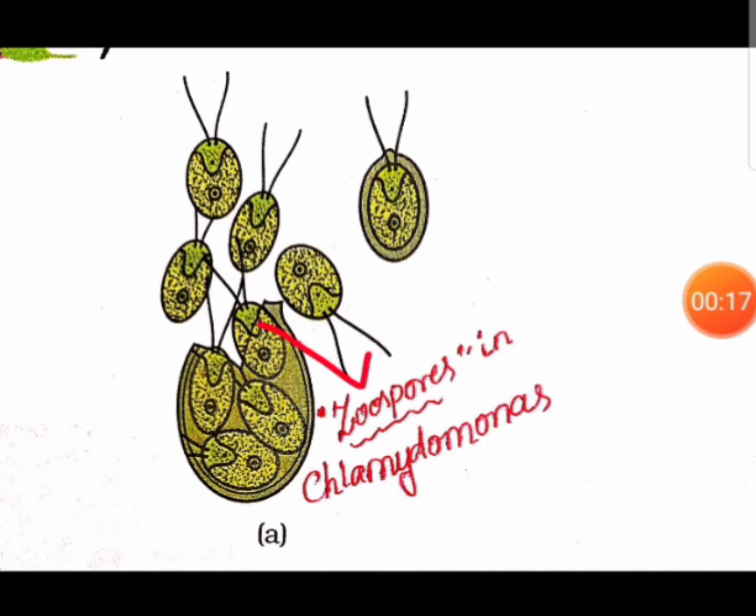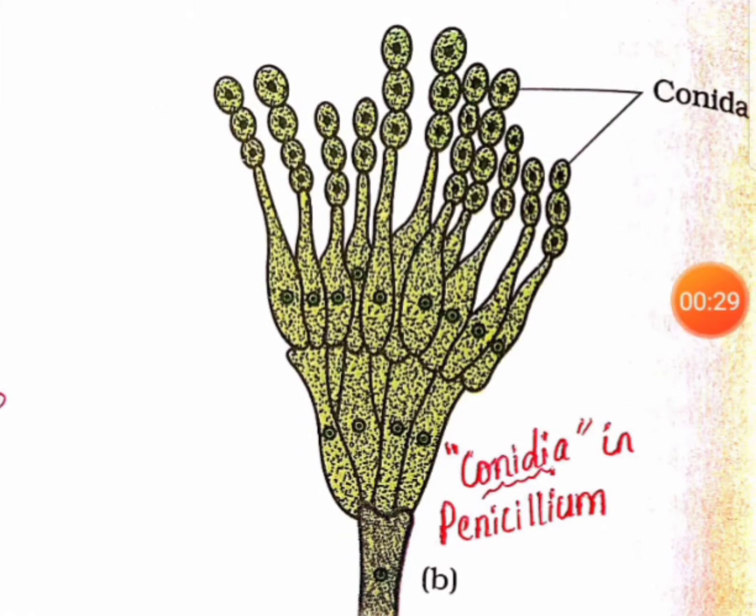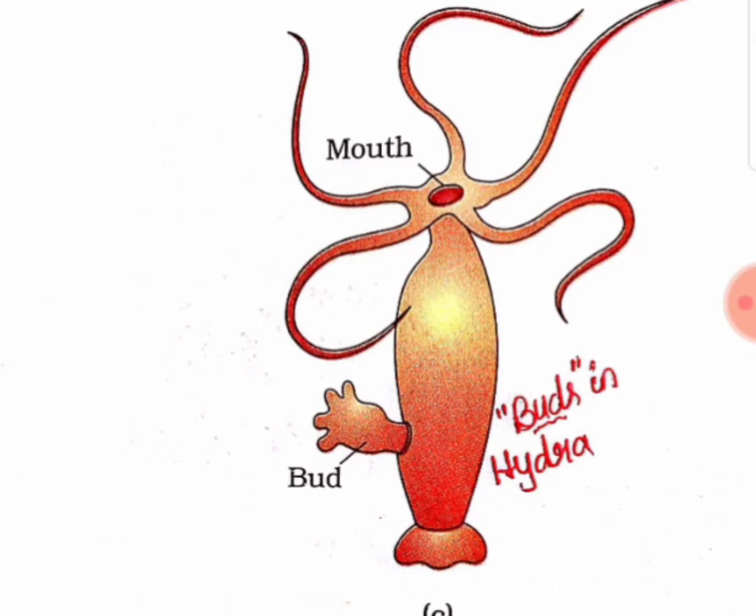First we can find zoospores, and zoospores are the asexual reproductive structures in Chlamydomonas. It is one of the algae, and here you have to remember these structures are motile in nature. The second asexual reproductive structures are conidia that you can find in penicillium.